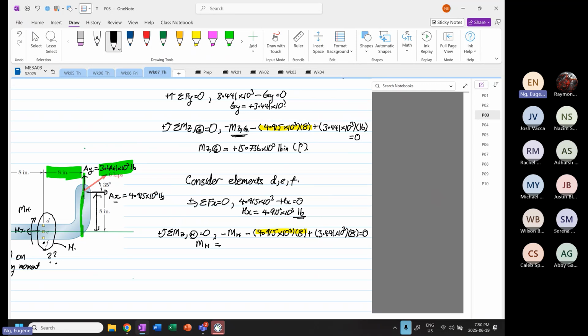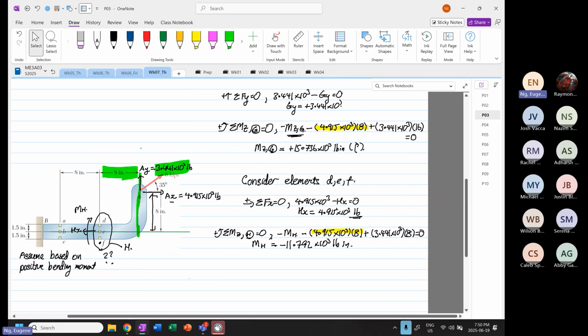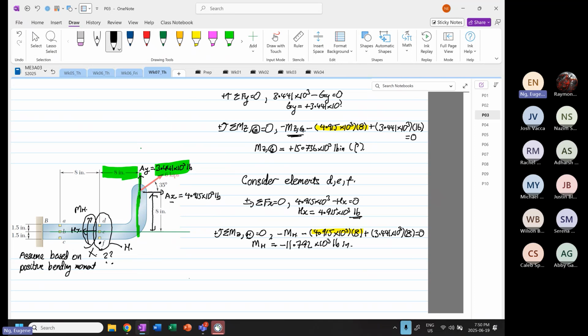Okay, it's good thing that we see minus. So minus 4.915 power 3 times 8 plus by 3.441 power 3 times 8 is equal to minus 11.792 times 10 to the power 3 pound inch. Now, minus means what? This direction that we assumed positive is wrong. Okay, so from here, when it's minus, you have to bring it down.